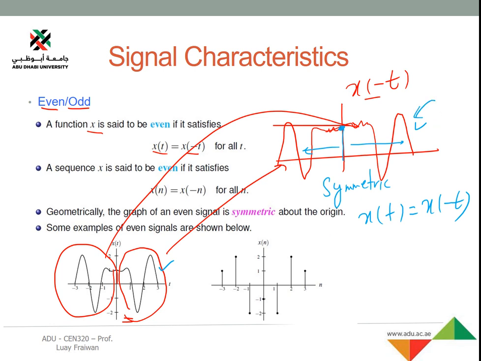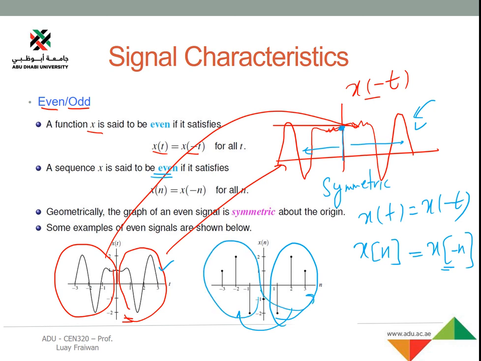And if you talk about the sequence or the discrete time signals, we know that a discrete time signal is represented using x of n. So we will have this definition. For example, this side, if you reflect, it will go to this side, and if you reflect this one, it will come to this side. So it will remain the same. If a signal exhibits such properties, it's called an even signal.